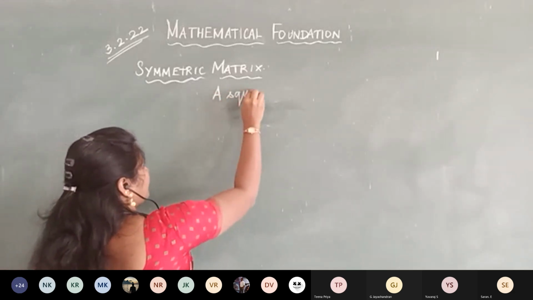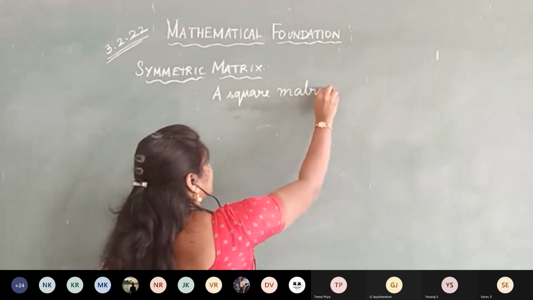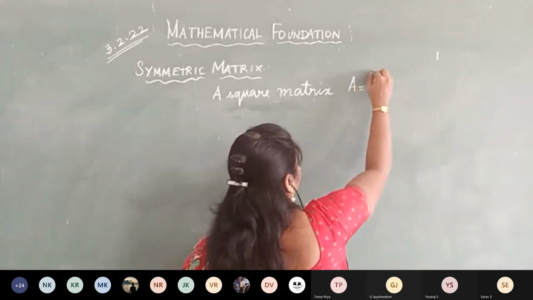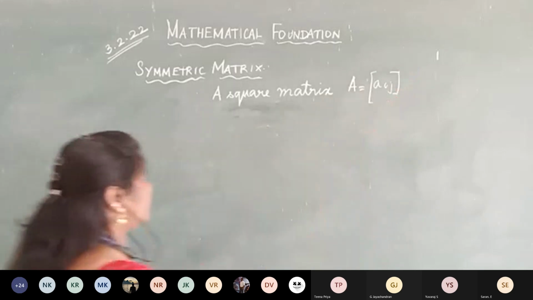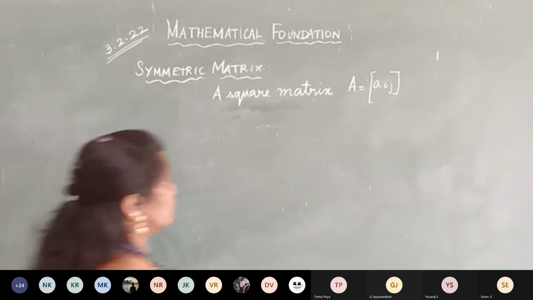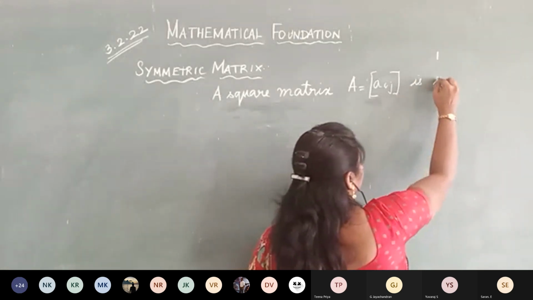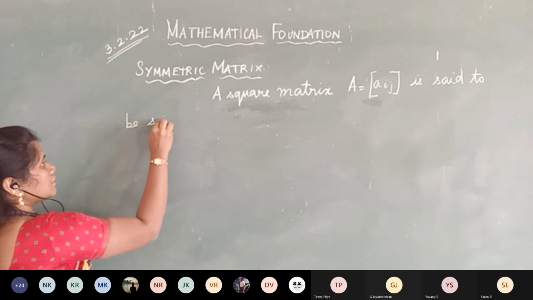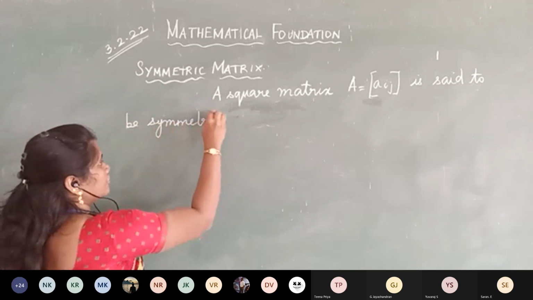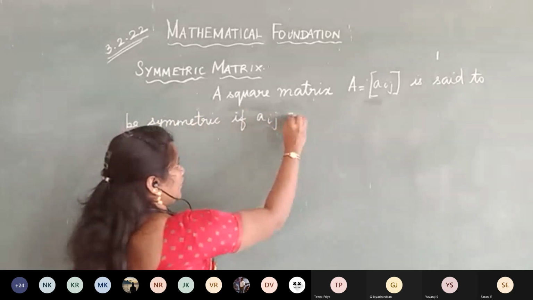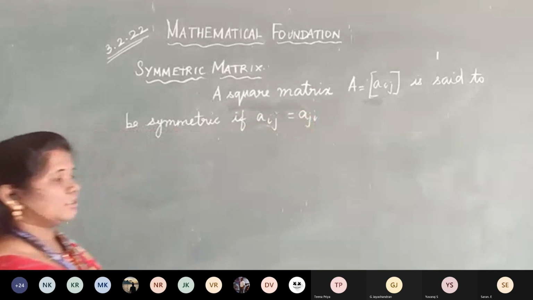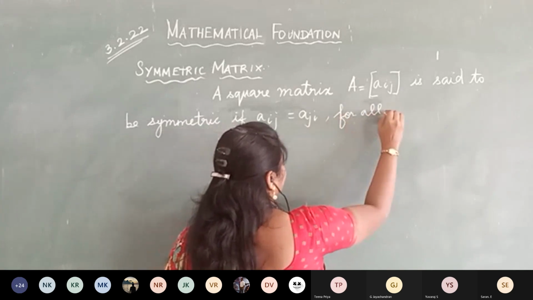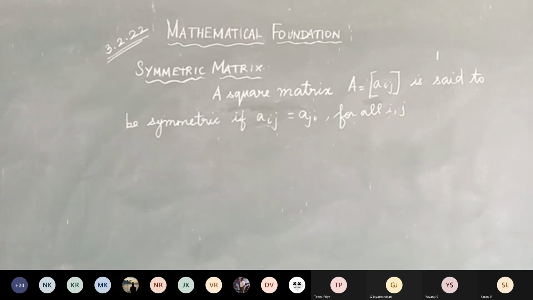It will also be a square matrix. A square matrix A equal to Aij, your given matrix Aij, is said to be symmetric if Aij is equal to Aji for all i, j.